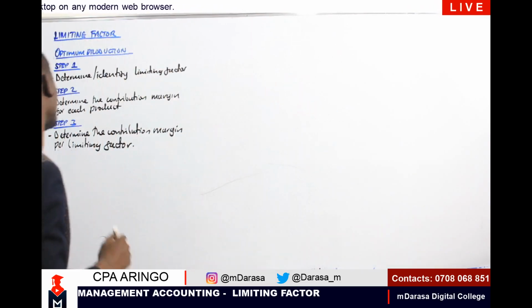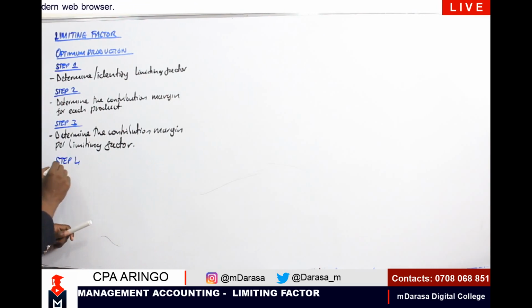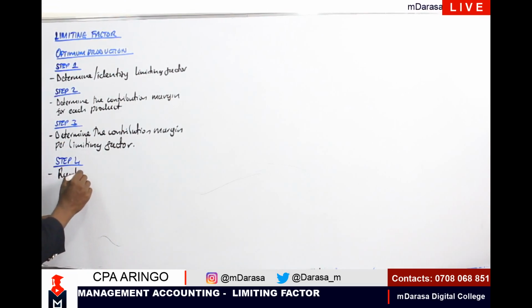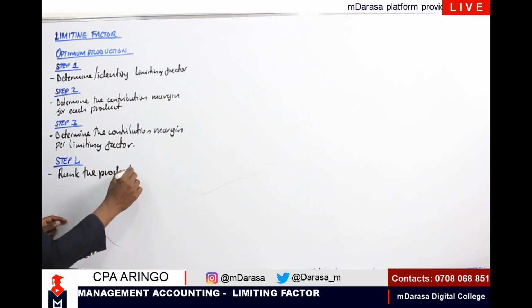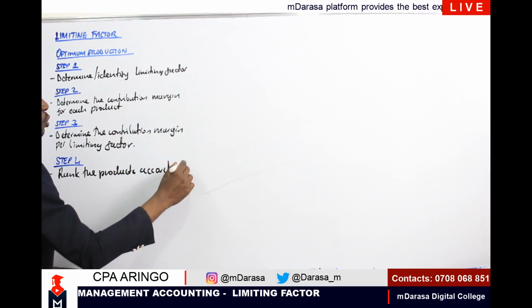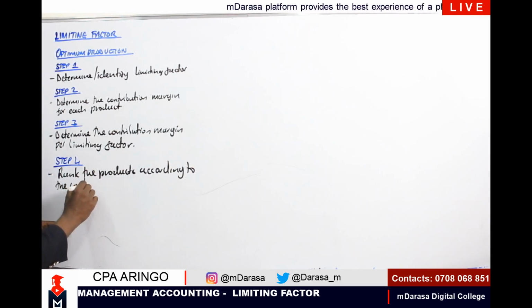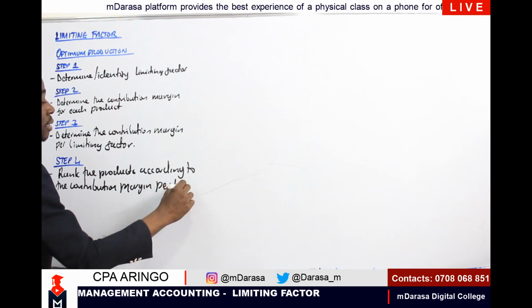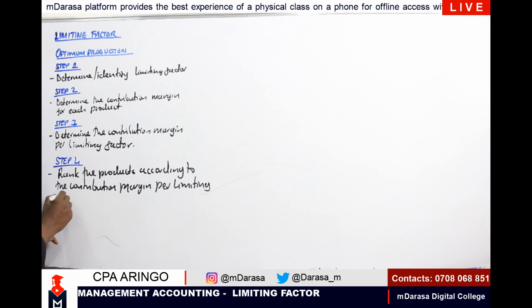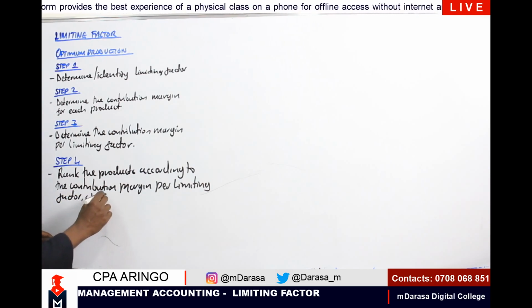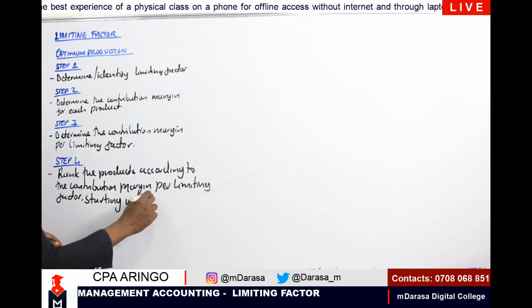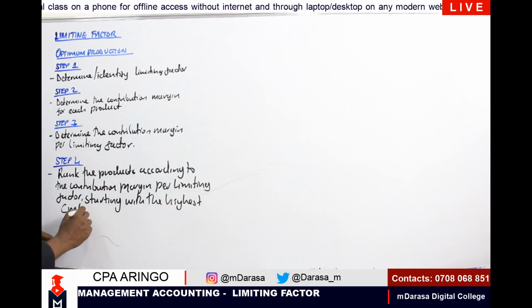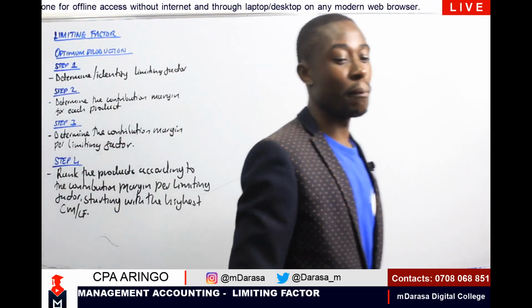Then step number four: what you need to do, my good student, is to rank the products according to the contribution margin per limiting factor, starting with the highest contribution margin per limiting factor.